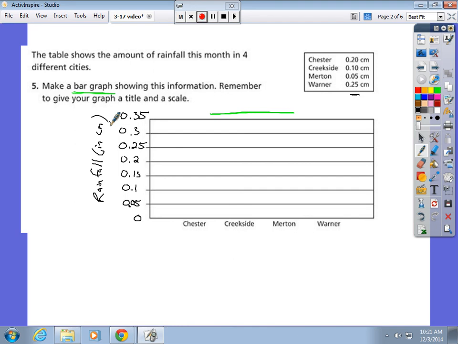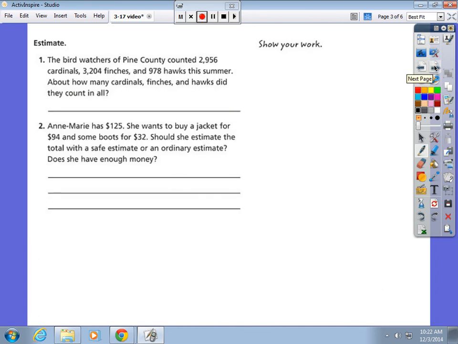Your job now is just simply to take the data in that table there, fill that into a bar graph. Should be very simple. Don't forget about your title. I'll let you keep working on that. Number 1, I'll let you do on your own. Show your work in the show your work section. Number 2, I want to talk about because there's 2 words I'd like to highlight. The first is safe estimate and then ordinary estimate.